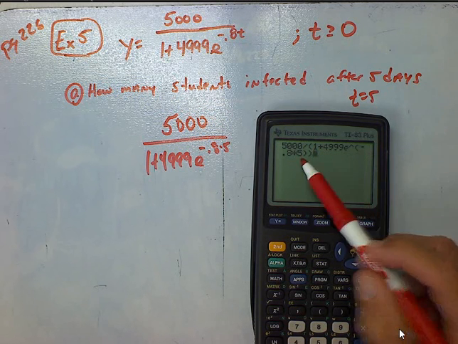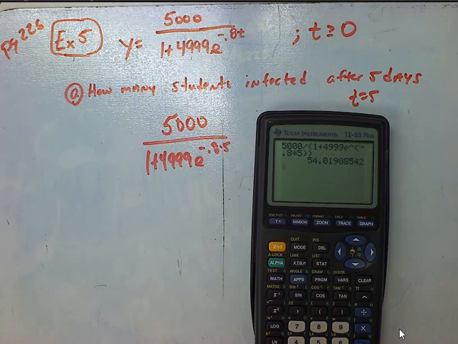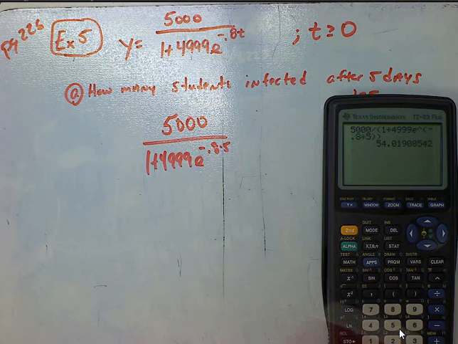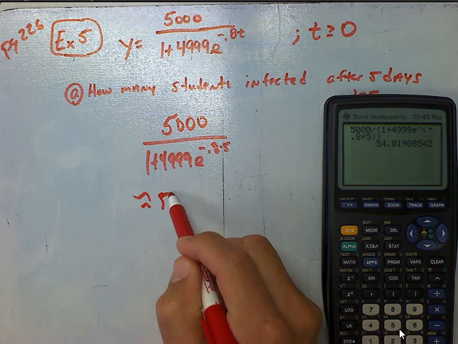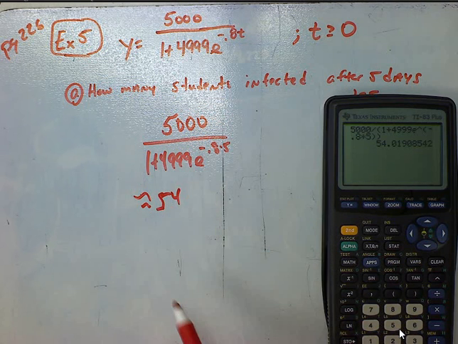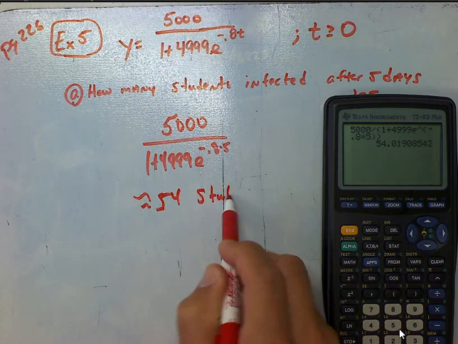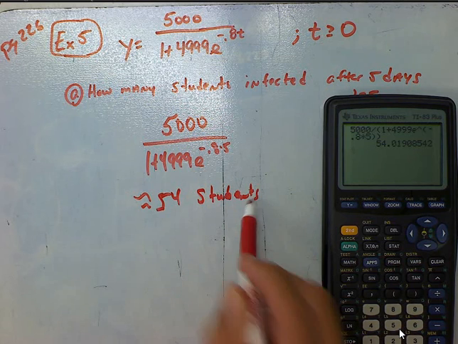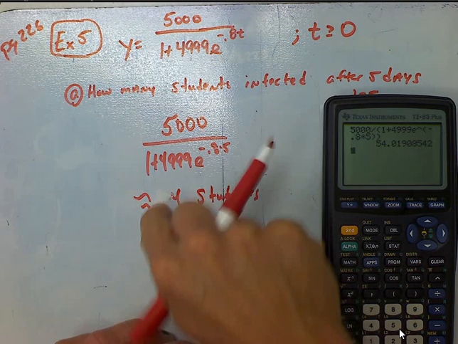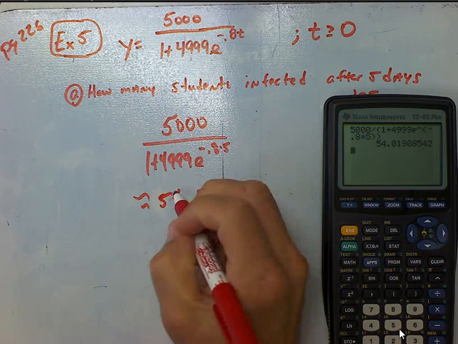Hit enter, and it tells me approximately 54. So we're thinking about 54 students will be infected with whatever this virus is after 5 days.